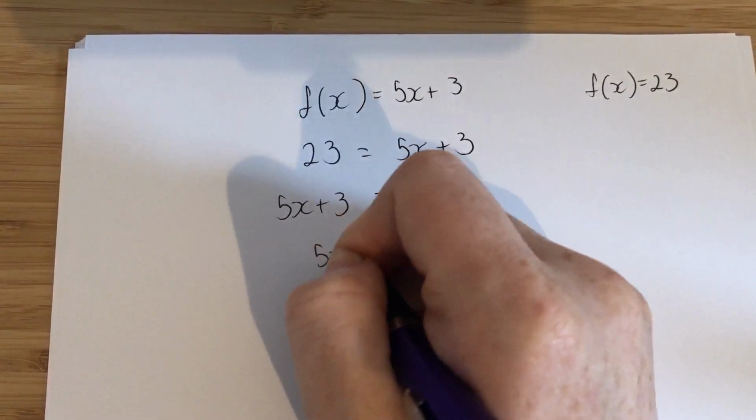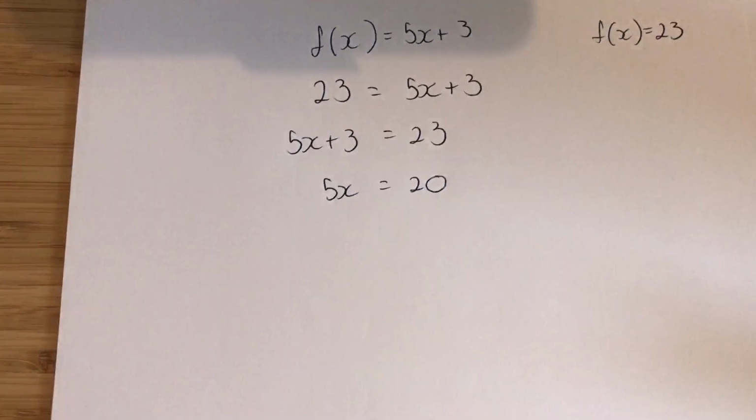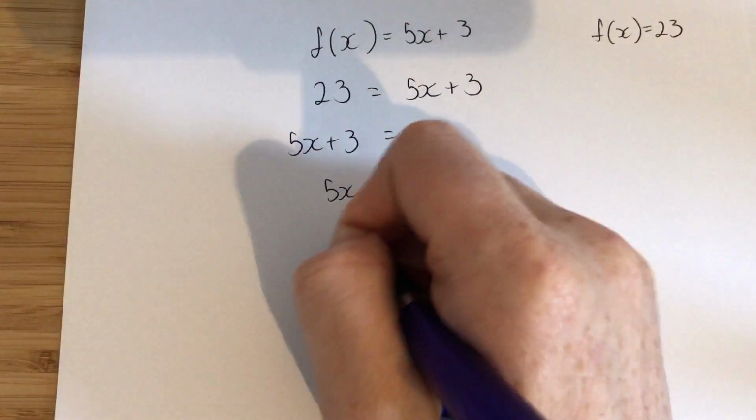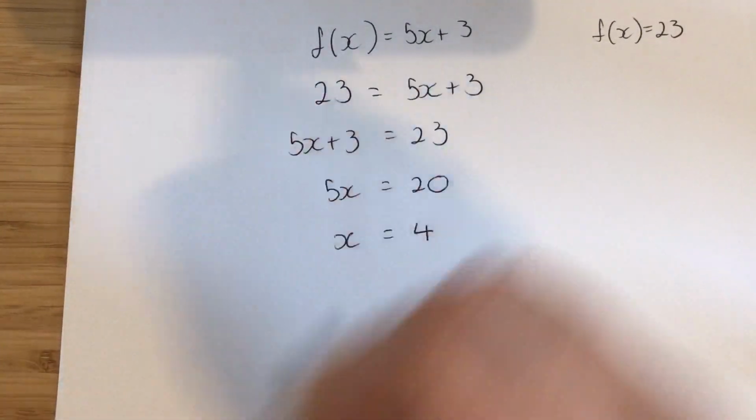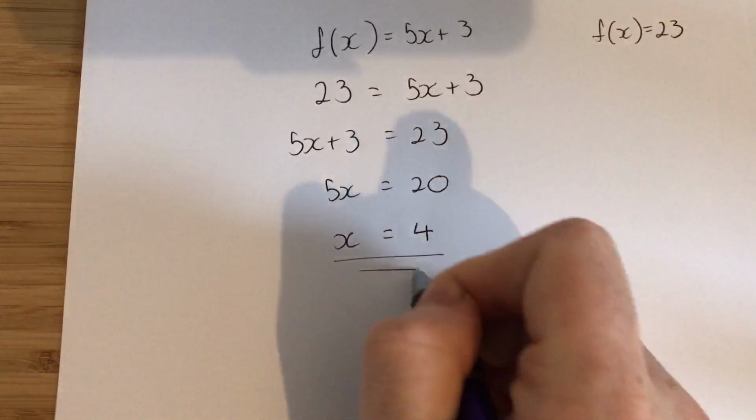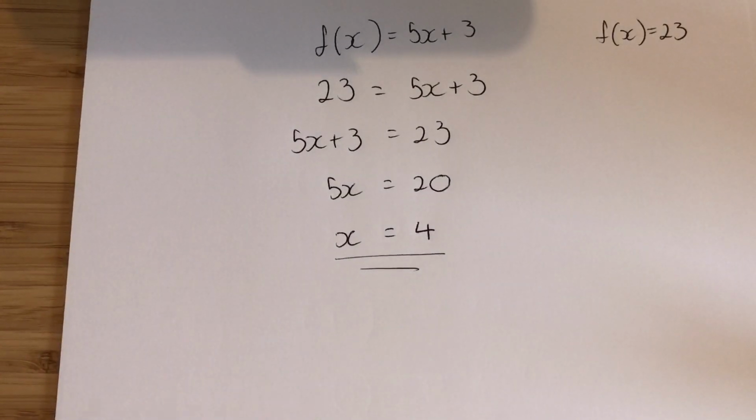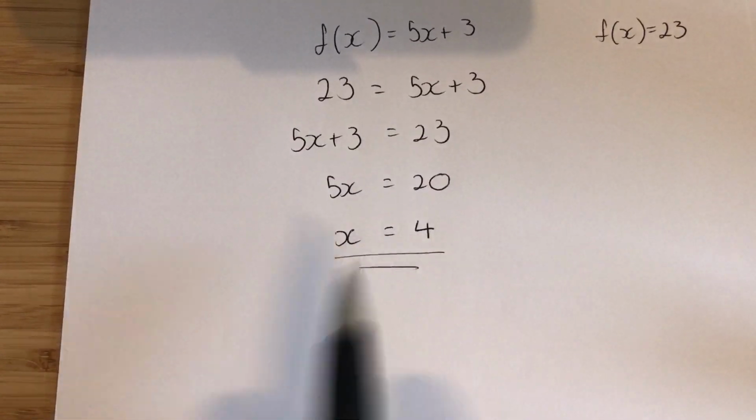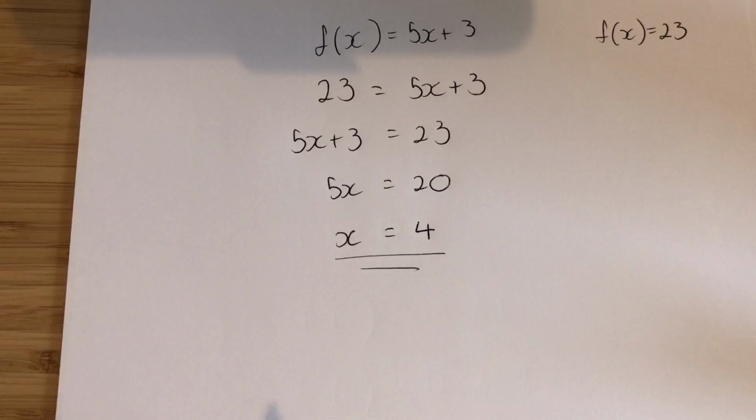Take 3 off both sides. 5x equals 20. Divide both sides by 5. x equals 4. So instead of being asked what the function then equals, we have found that x equals 4. So let's do another one of these.